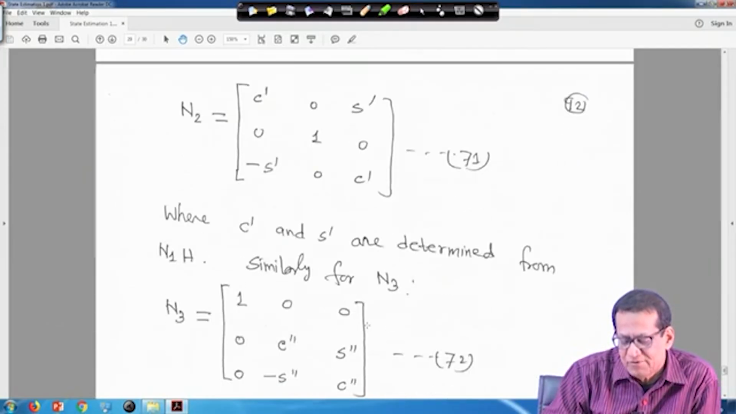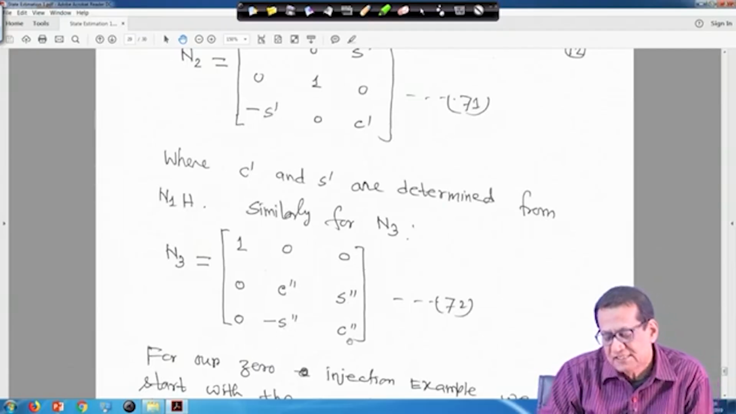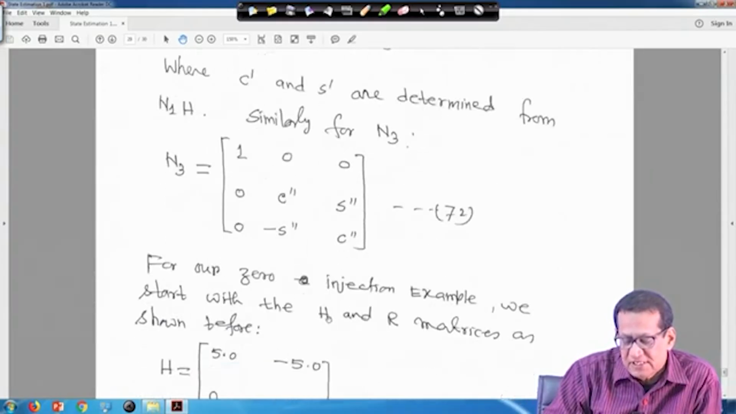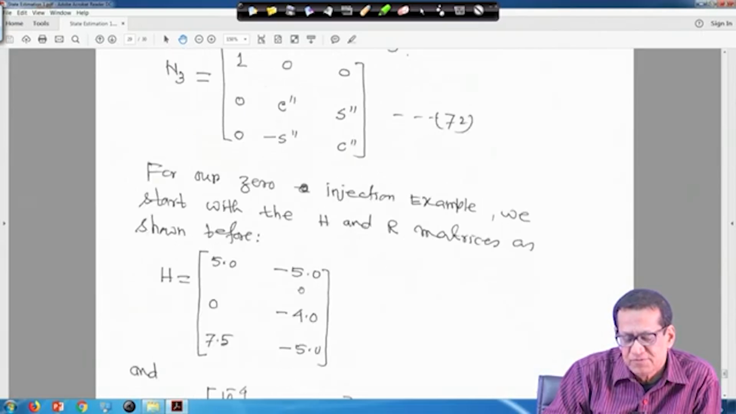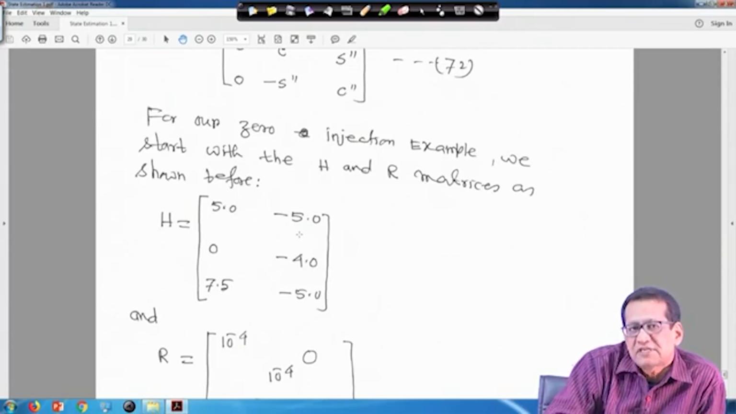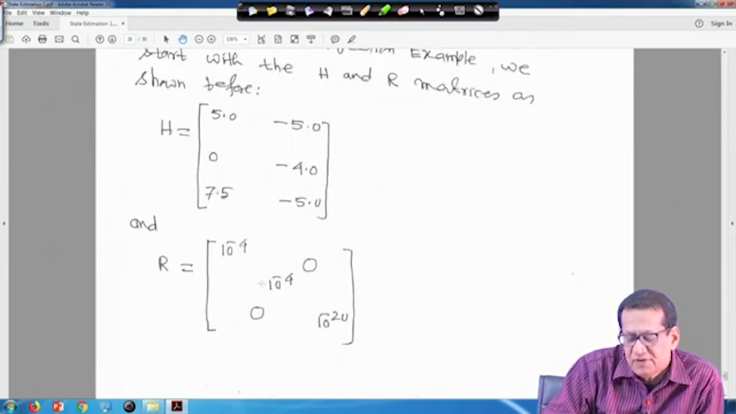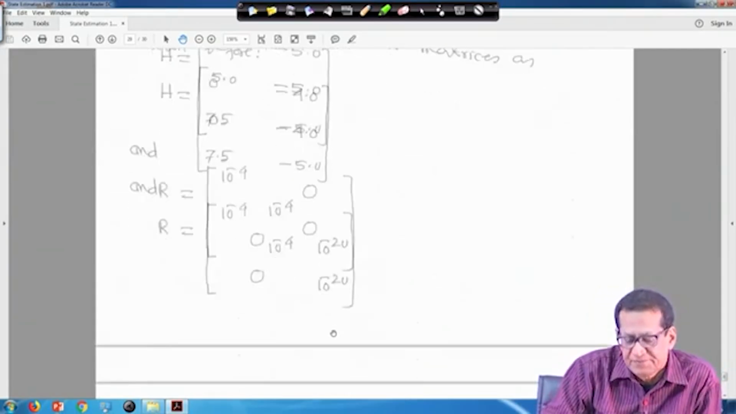Similarly, for N3, it will be 1 0 0, 0 C double dash S double dash, 0 minus S double dash C double dash. So, this way you have to evaluate. For our 0 injection example, we start with the H and R matrices as shown before. We knew H is equal to 5 minus 5 from the previous data, then 0 minus 4 and 7.5 minus 5, and R is equal to 10 to the power minus 4, 10 to the power minus 4, and this one 10 to the power minus 20.